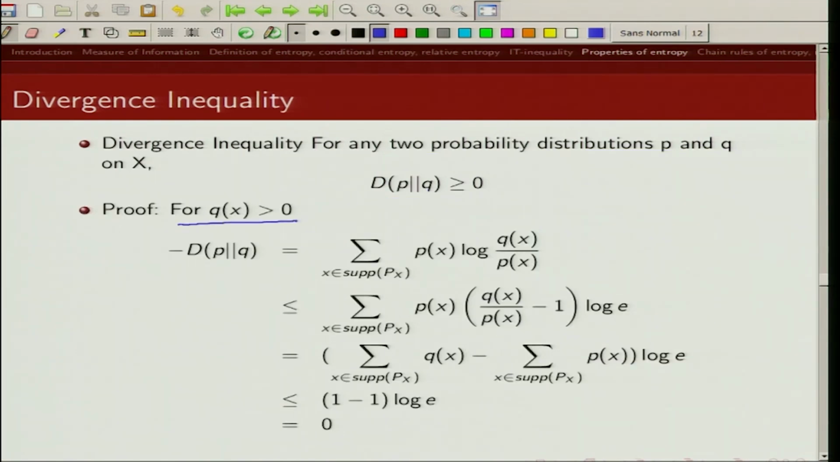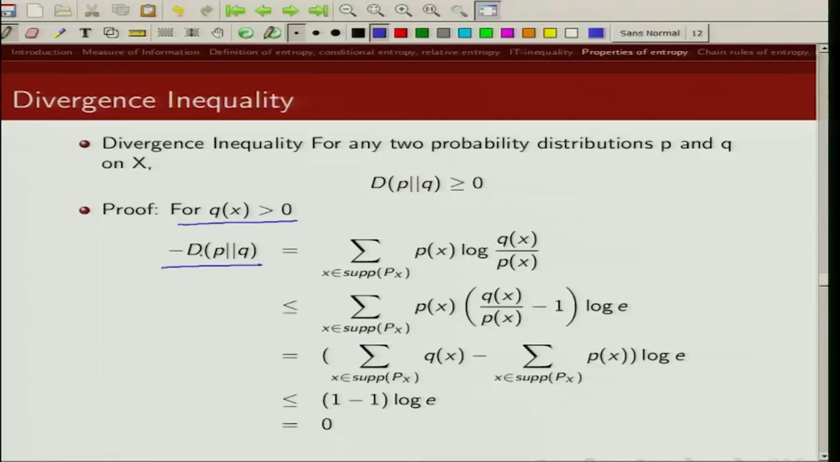So for q of x greater than 0, let us compute minus of divergence of p and q. So I will have to show that this quantity is less than or equal to 0. Okay. So from the definition of divergence, I know divergence between P and Q is expected value of log of P by Q. So minus of that would be expected value of log of Q by P. So this is minus of divergence between P and Q.